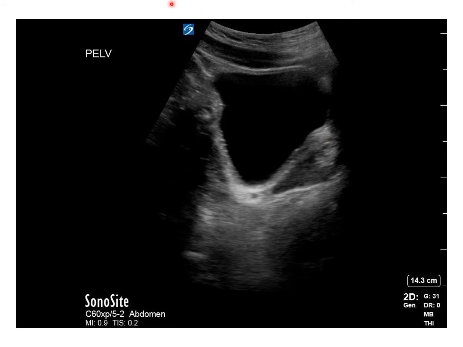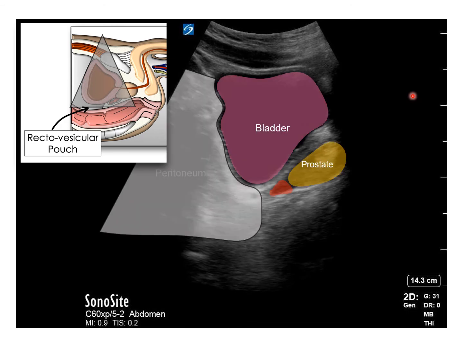So here's that first view. It's the probe marker towards the patient's head. You see a large anechoic structure here. And this is an example of what fluid looks like when it's in an organ, right? No sharp pointy triangles like that free fluid. So this is fluid in an organ, so this is the bladder. And then in front of it here, you see the prostate and the seminal vesicles. And so the space where the fluid would accumulate is the rectovesicular pouch, so down here behind the bladder.